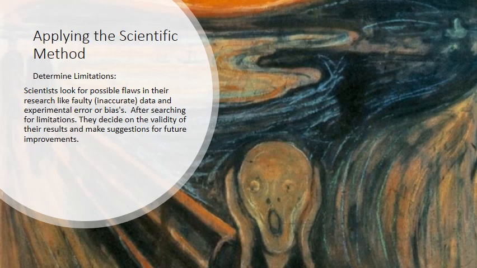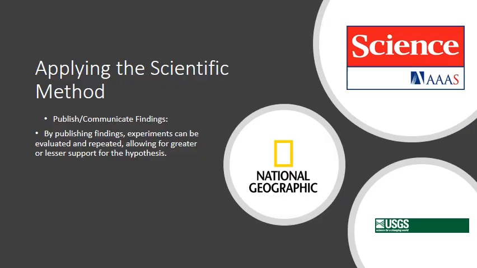So we've applied the scientific method. We determine whatever limitations we have. We report. We publish. We get it out to people. And we let everyone else know what's going on. Otherwise, if we didn't let people know what's going on, they'd be sitting in a class trying to figure out, why do frogs have so many limbs?